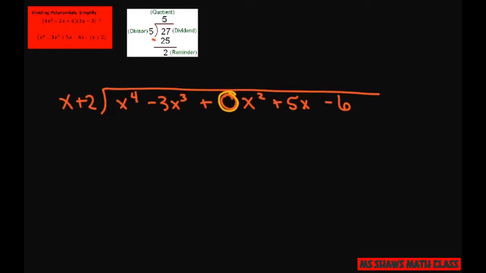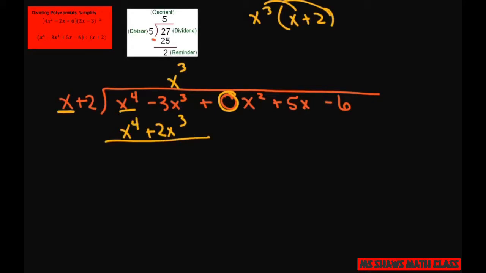When we multiply, we look at this. What times x gives me x to the 4th? Because that's what I want to get rid of. That's just going to be x cubed. So we take x cubed times x plus 2. That's going to give me x to the 4th plus 2x cubed.